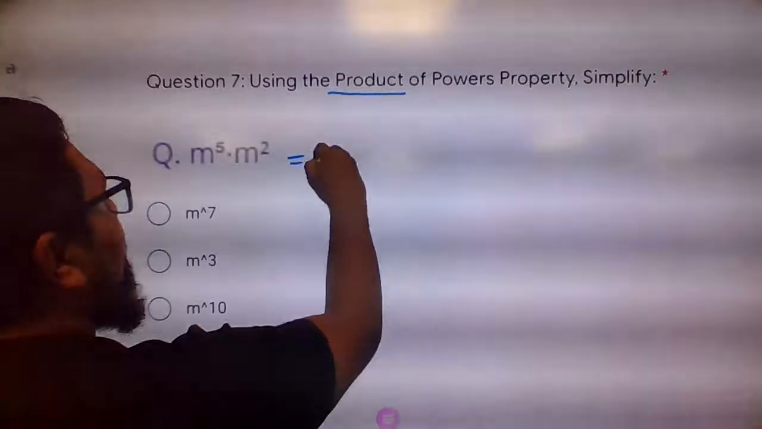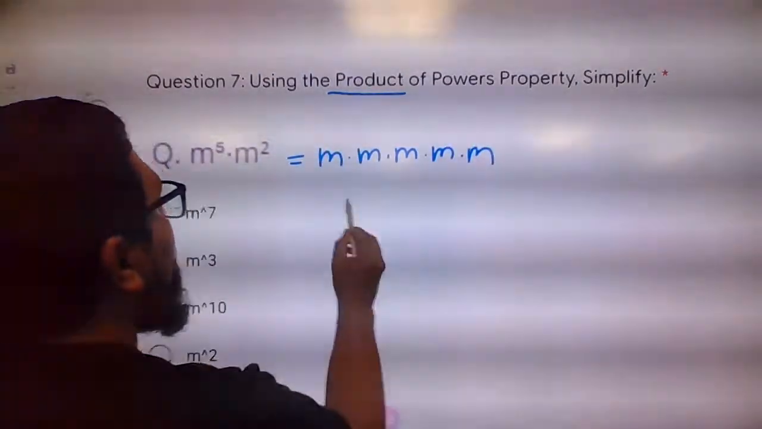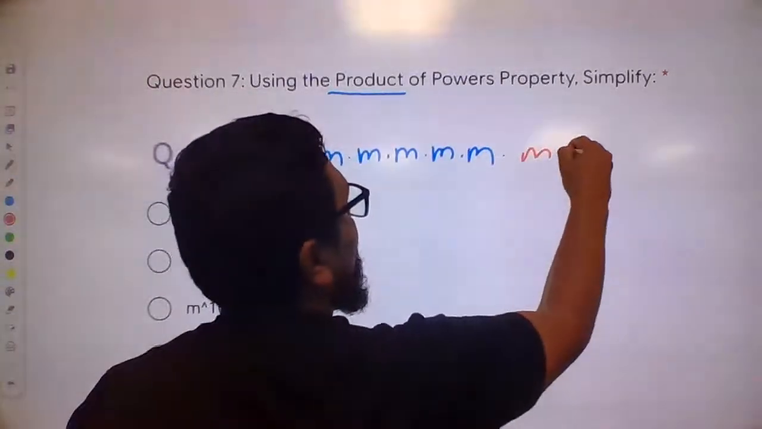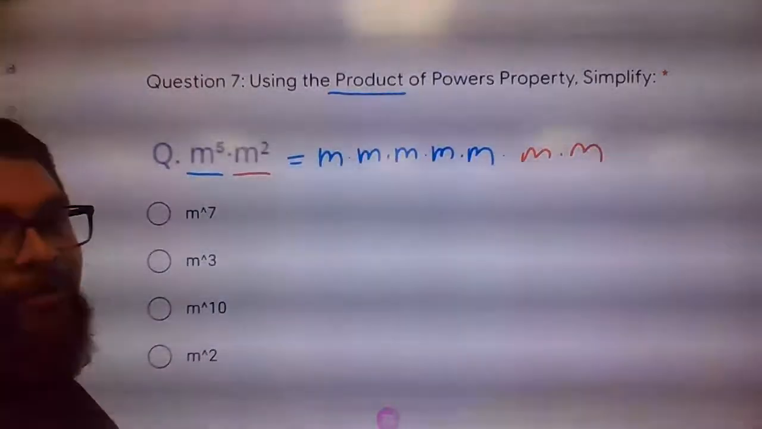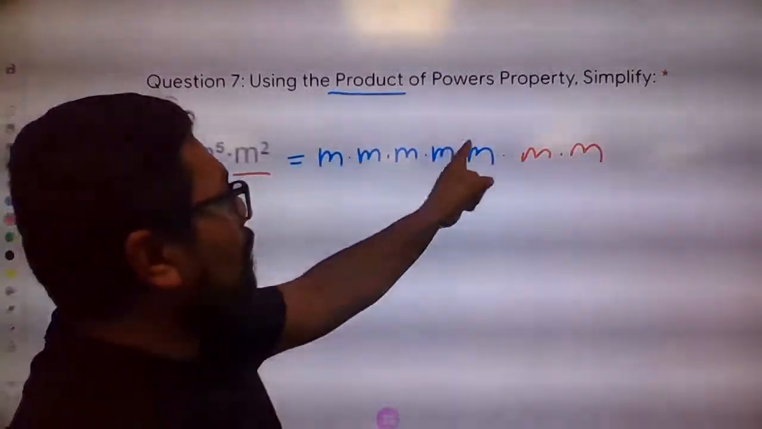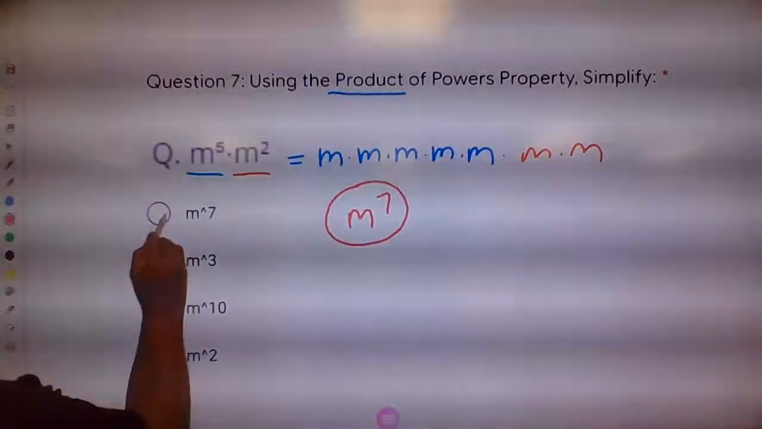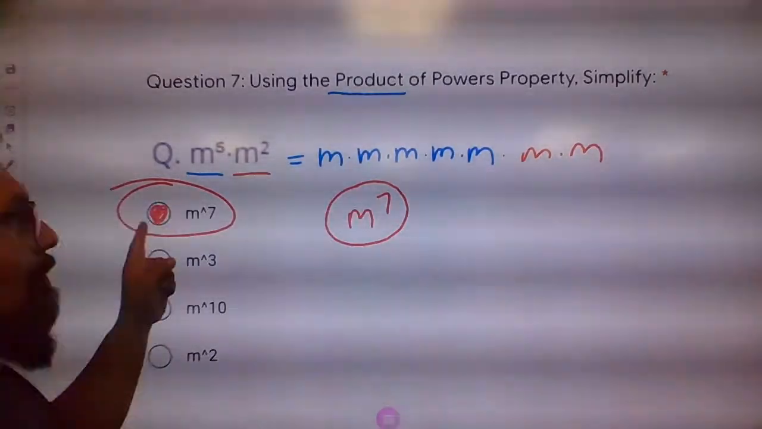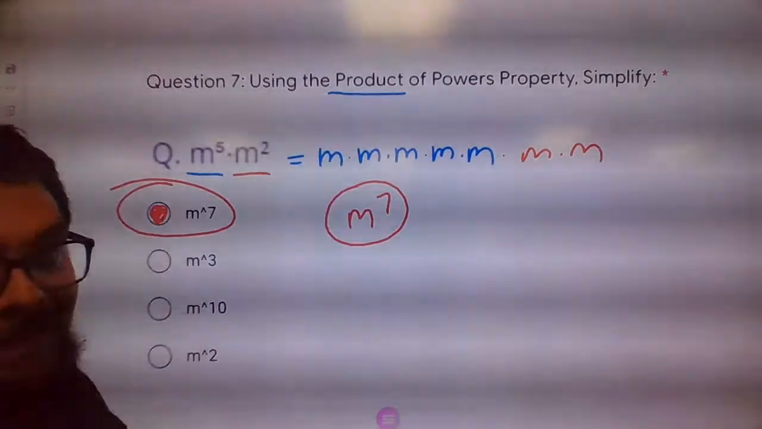This means m times m times m times m times m. That's this guy. And then times m times m. That's this guy. So how many m's are there? 1, 2, 3, 4, 5, 6, 7. So it's m to the 7th. This is your answer. Some of you put this, but it's not. It's m to the 7th.